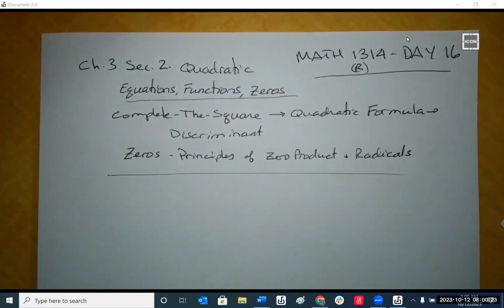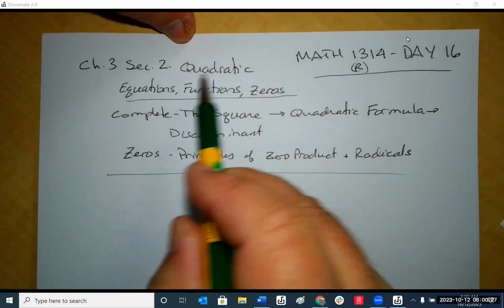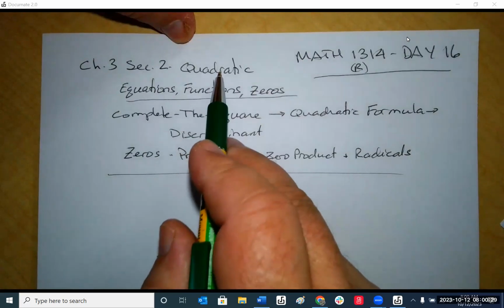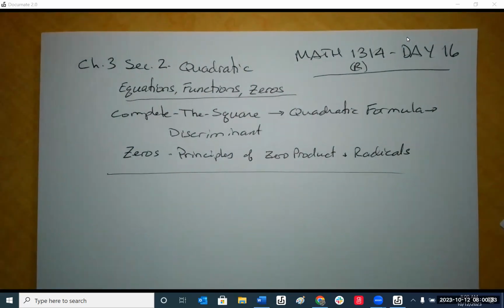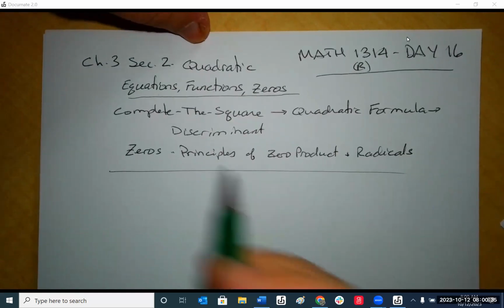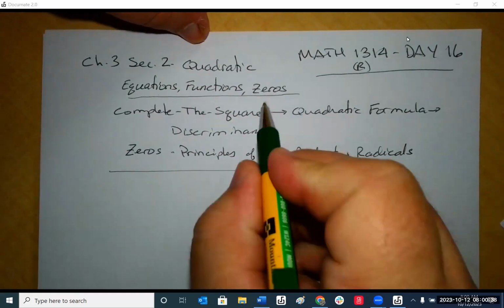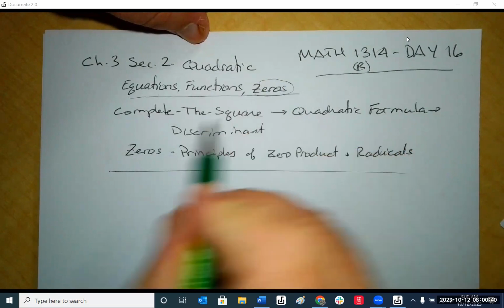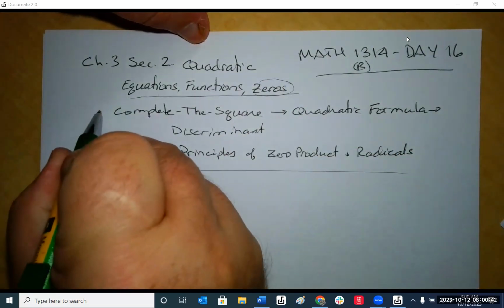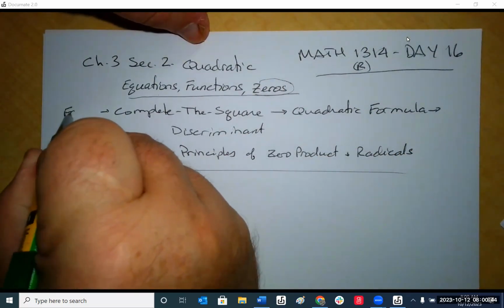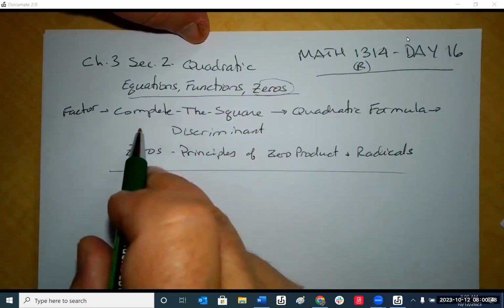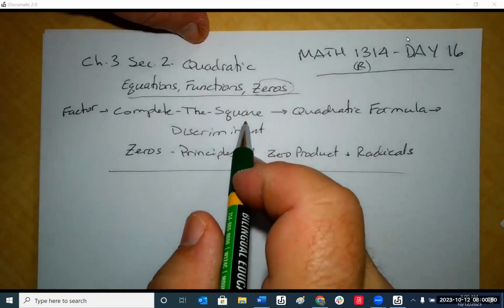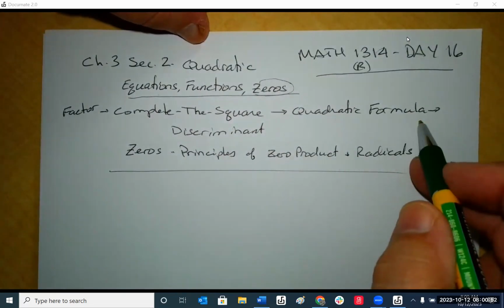All right, today we're going to do section 2 of chapter 3, which deals with quadratic equations, quadratic functions, and the zeros of quadratic equations, quadratic functions. The process we're going to take to find the zeros is, first, I'm going to show you how to factor. Then we'll go to a method called complete the square, and then we'll finish up using the quadratic formula.